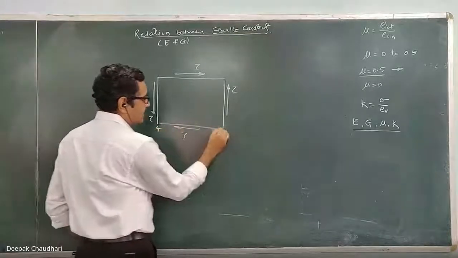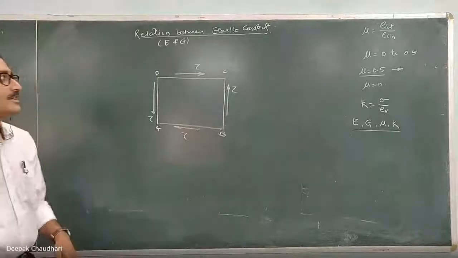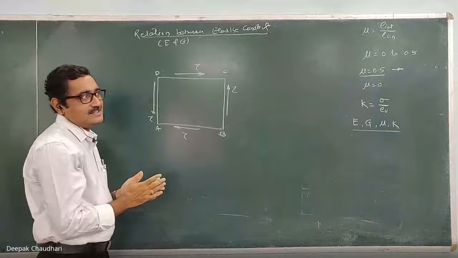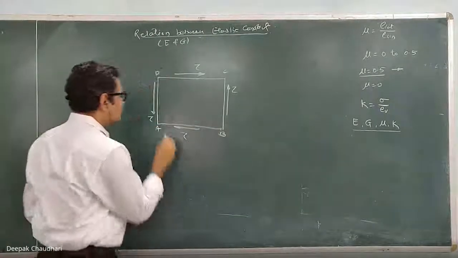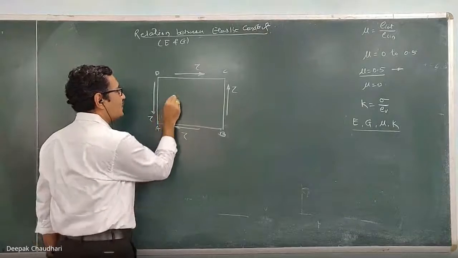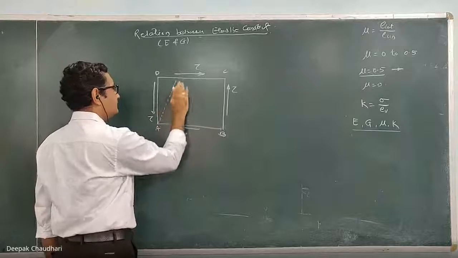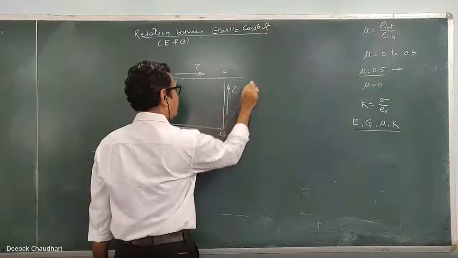Let's consider this cube with corners A, B, C, and D. These are the applied shear stresses and these are the complementary shear stresses. Because of these applied shear stresses, this material will get distorted. Let this dotted line show it; it is very small, but I am showing it in an exaggerated figure. Let this be the distorted diagram.